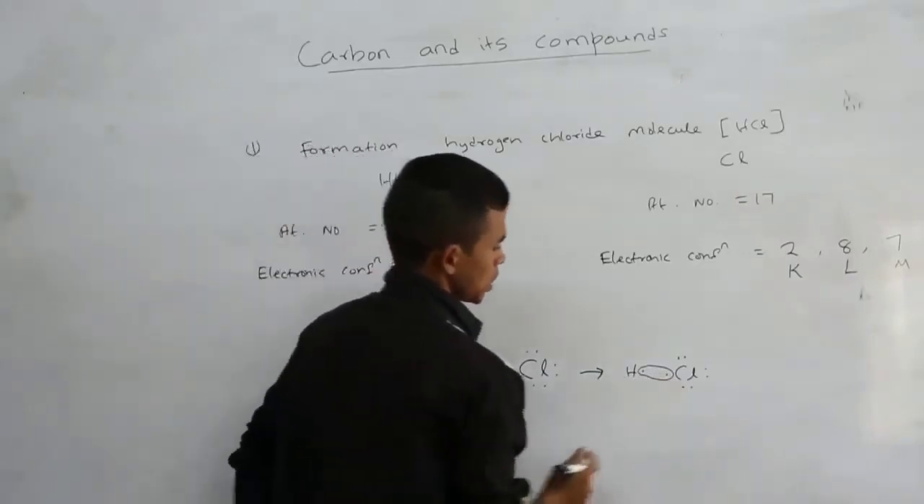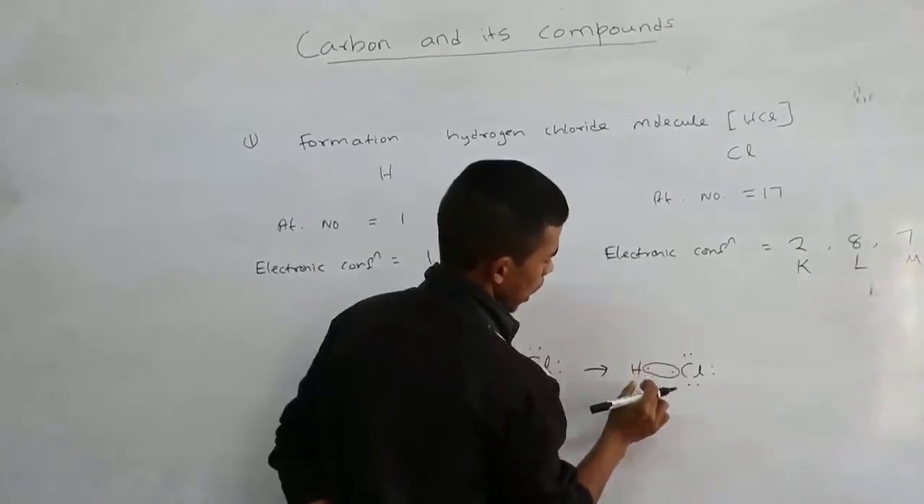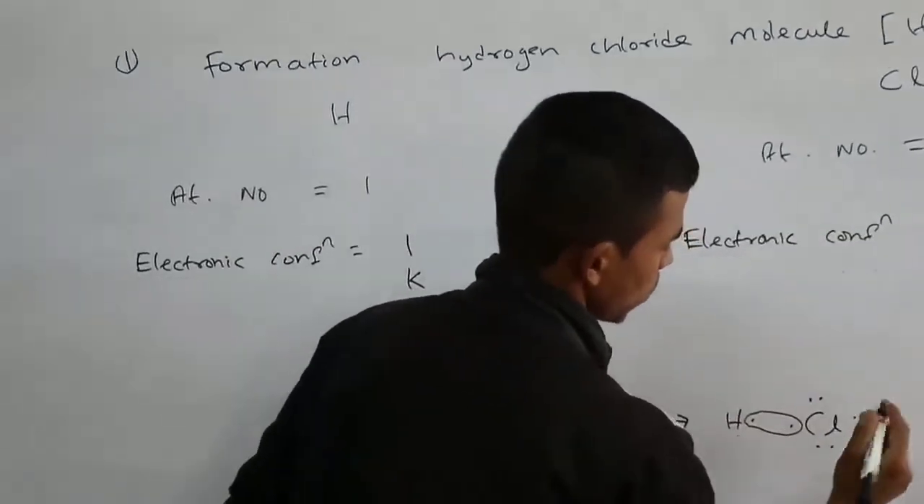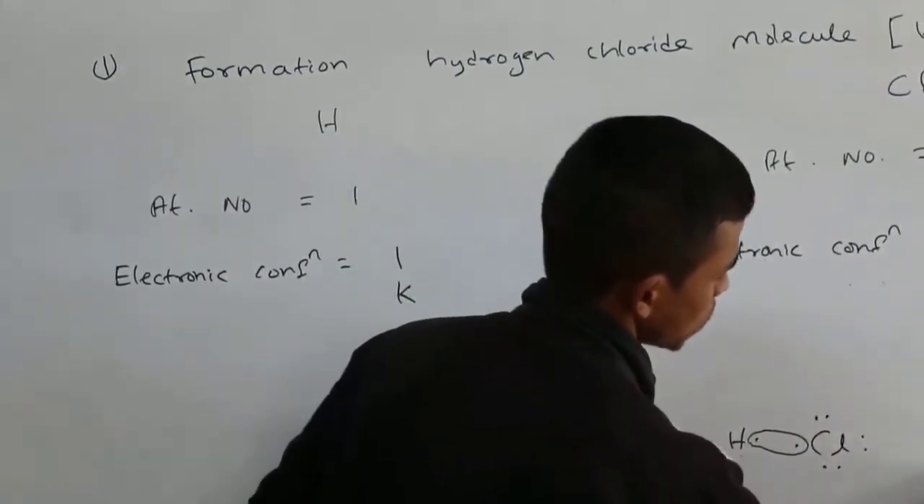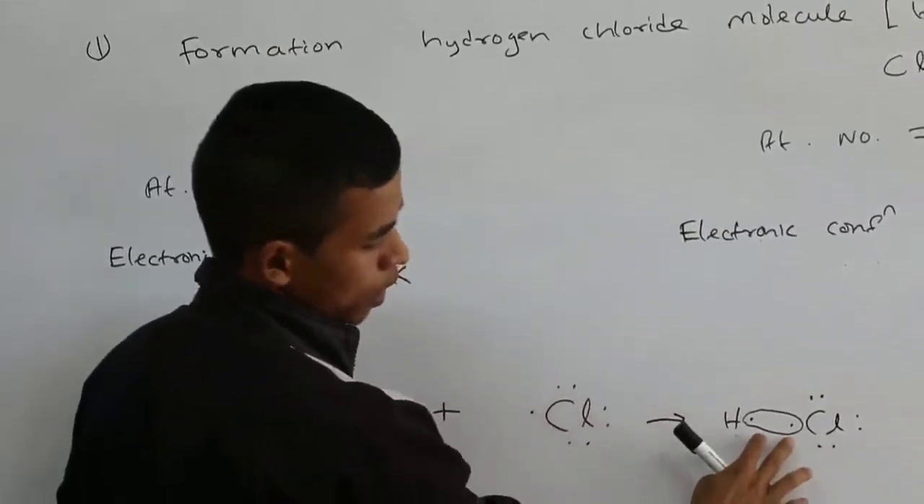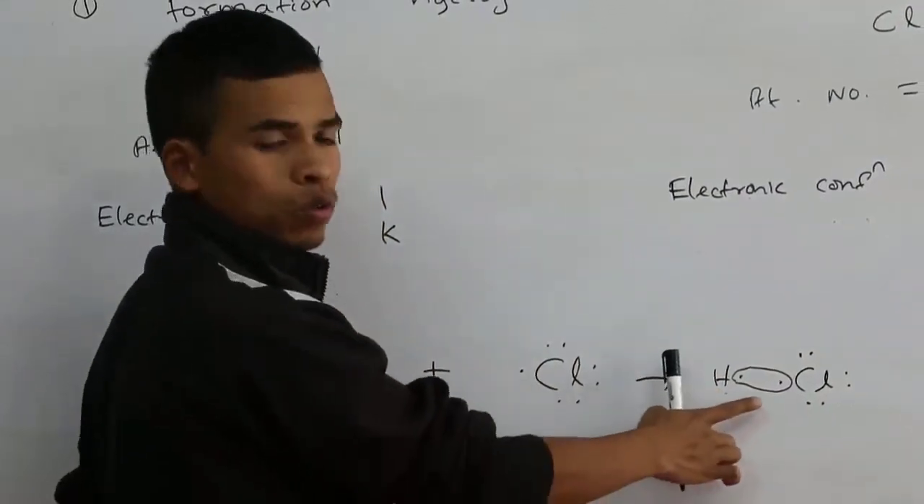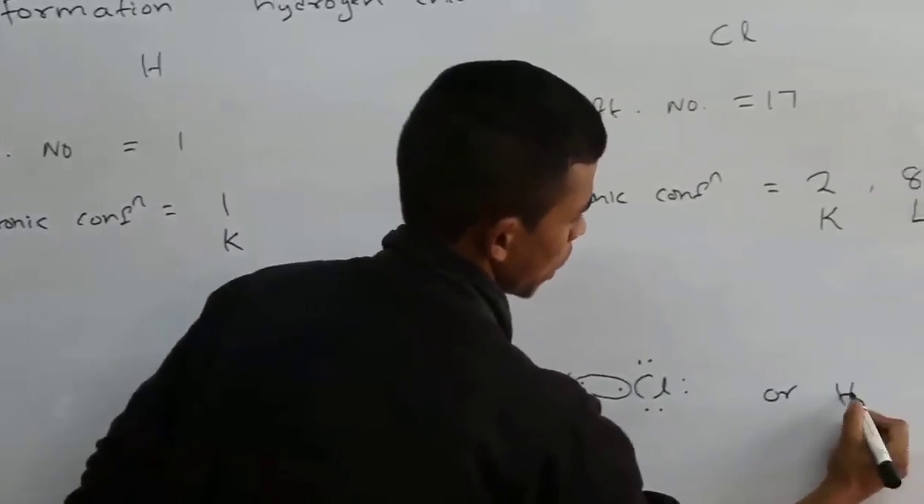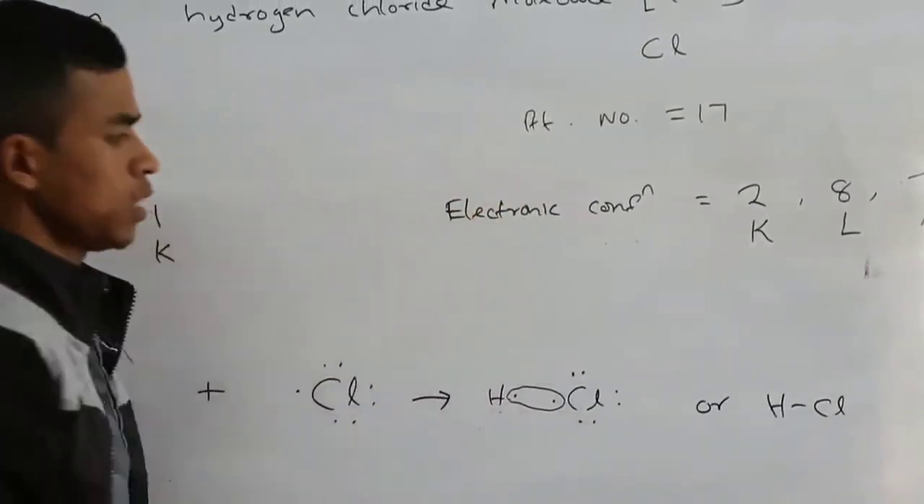So in this case, the bond between hydrogen and chlorine is formed. Because there is only 1 electron pair shared between these 2 atoms, we can represent this by a single straight line.